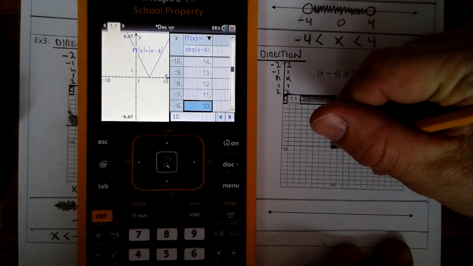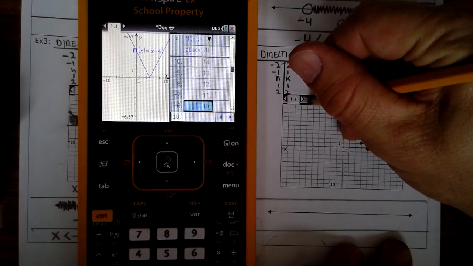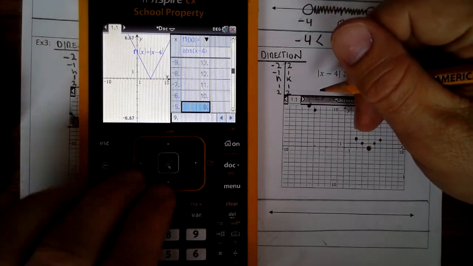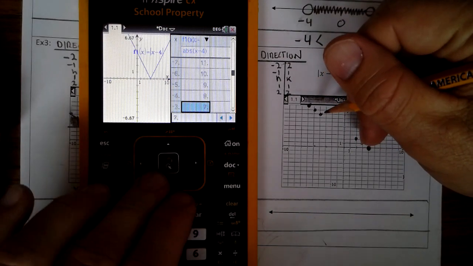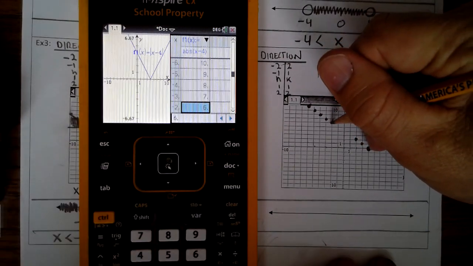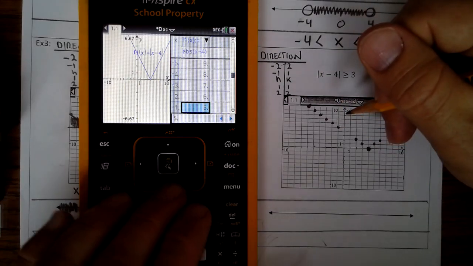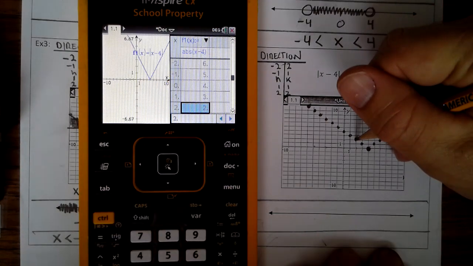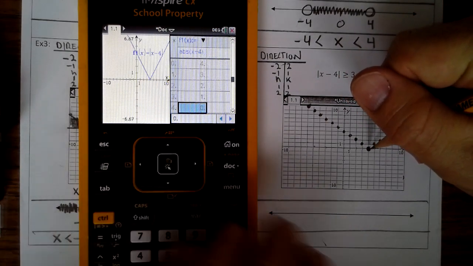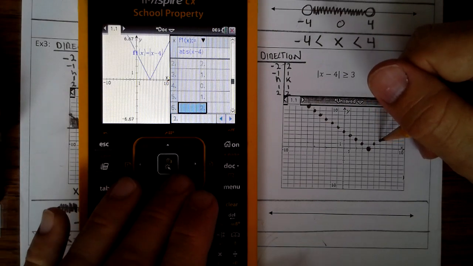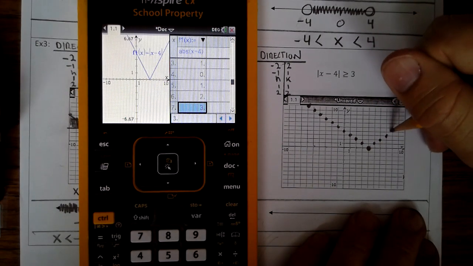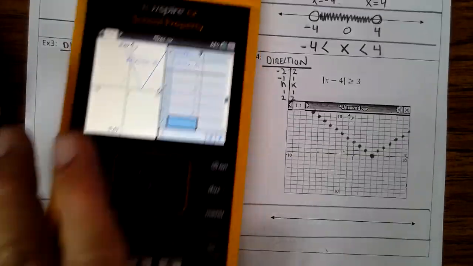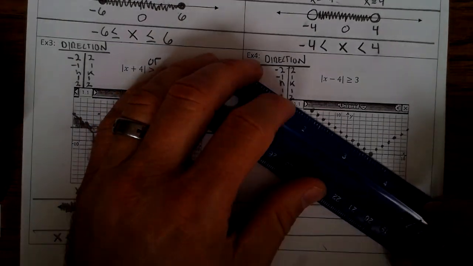So negative 1, 2, 3, 4, 5, 6, 1, 2, 10, 10's up there. Negative 5, 9. Negative 4, 8. Negative 3, 7. Negative 2, 6. Negative 1, 5. 0, 4. 1, 3. 2, 2. 3, 1. And you can kind of get where the shape is going. Okay, so there's two ways to graph. Now it's a solid line because there's a line underneath.